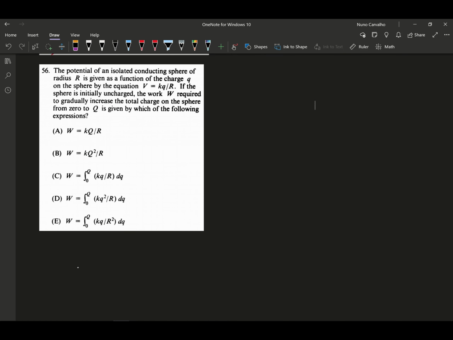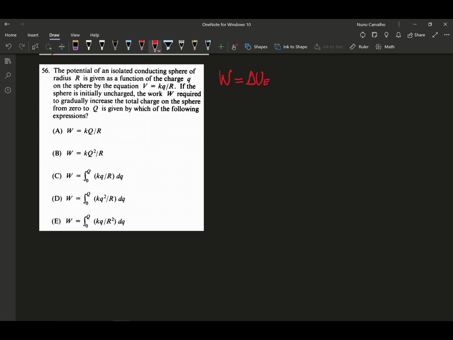Number 56 can be a tricky question here. And so it says that the potential of an isolated conducting sphere of radius r is given as a function of the charge Q on the sphere by the equation V is equal to KQ divided by R. If the sphere is initially uncharged, the work W required to gradually increase the total charge on the sphere from 0 to Q is given by which of the following expressions? And we're given these expressions that are very similar to each other, and so that's why this question can be very tricky.